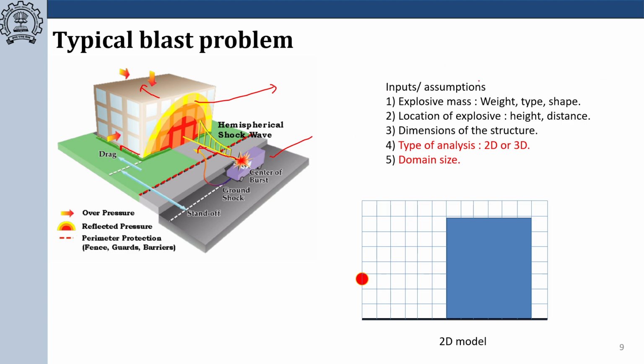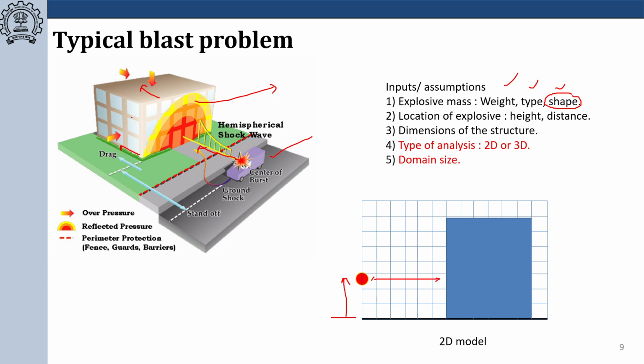So in that situation, what are the inputs required? Your inputs required will be the weight of the explosive, type, and shape. Specifically you require the shape, but whatever the shape may be, in ProSAir you will be modeling it as a spherical charge. The next input parameters will be the height and the distance: the height of the explosion, at what level the explosion occurs from the ground level, and what distance it is from the building. These are two other major parameters, and then the dimensions of the structure.